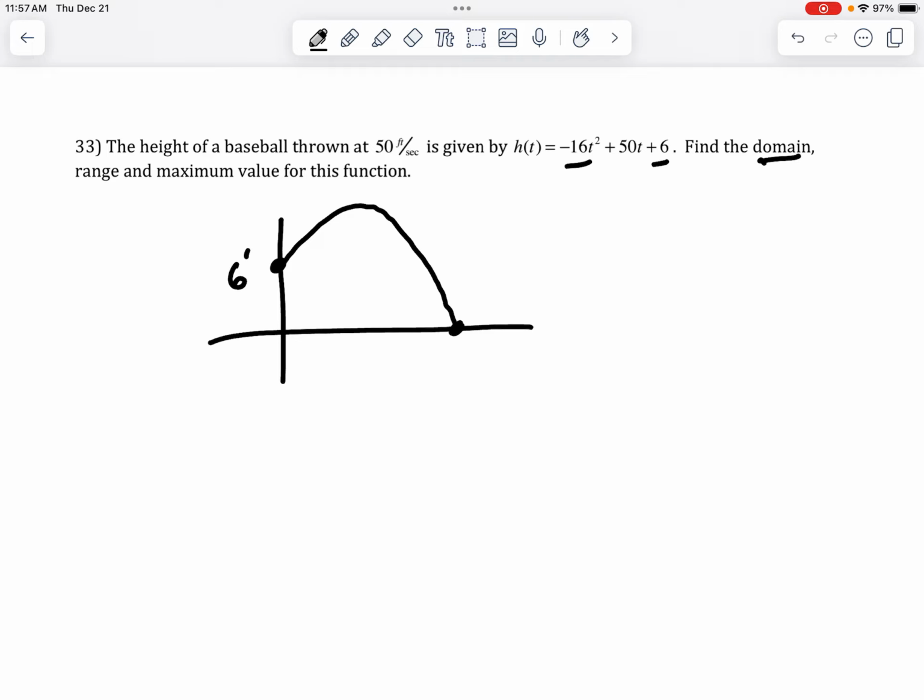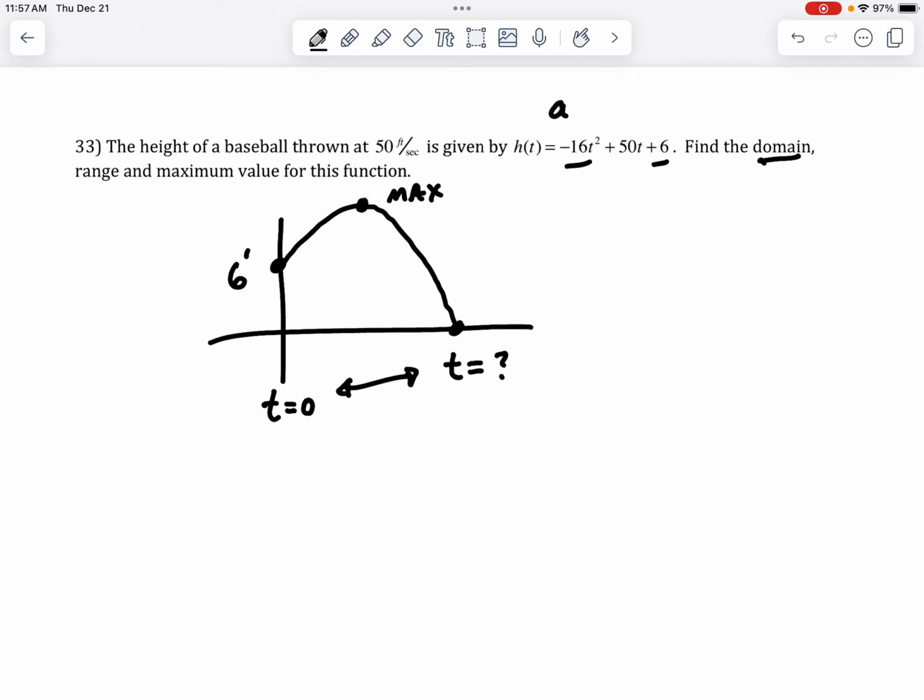So for the domain, that means what are the possible t values? Well, at the beginning, that would be t equals 0 seconds. And then we'll need to use the quadratic formula to find out what is this t value. And then that's going to be the domain from there to there. And then also, if we find out where the maximum is, that will tell us the maximum height. So that's going to help us find the range. But first, the quadratic formula.